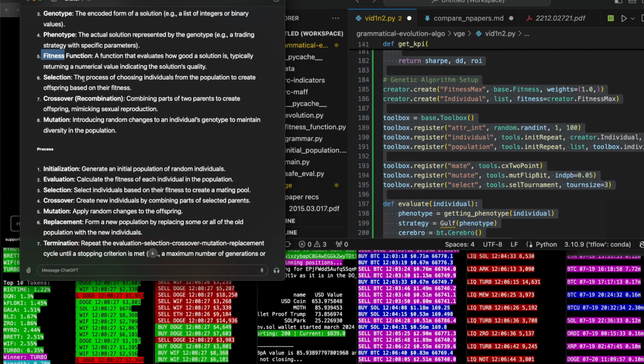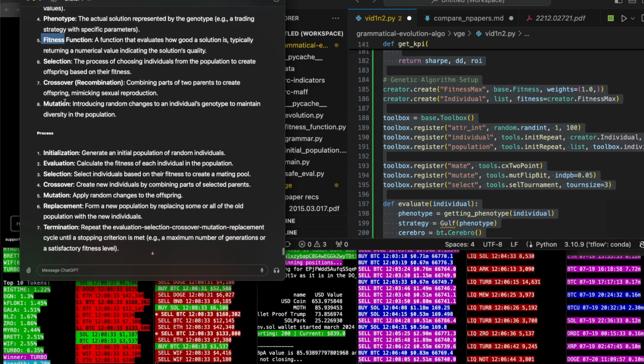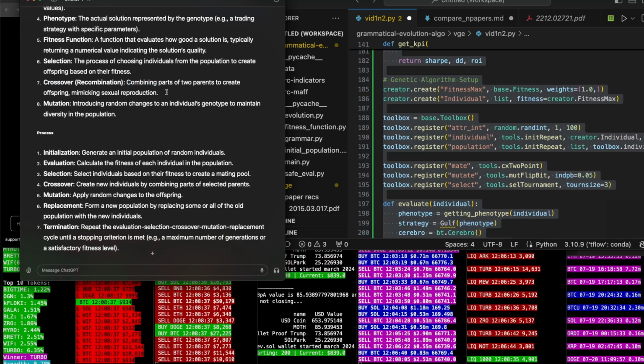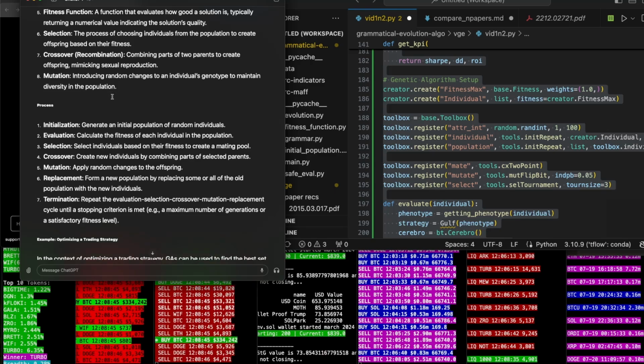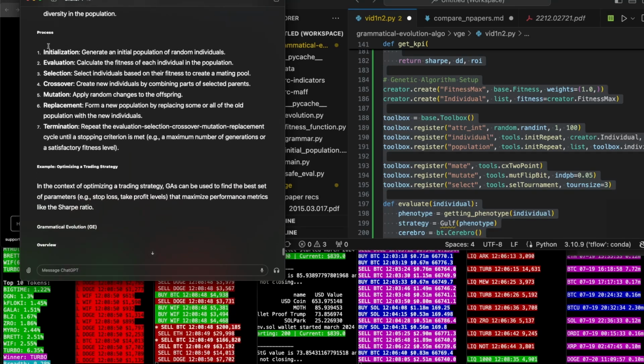The selection, the process of choosing individuals from the population to create offspring based on their fitness. Crossover or recombination, combining parts of two parents to create offspring, mimicking sexual reproduction. Mutation, introducing random changes to an individual's genotype to maintain diversity in the population.